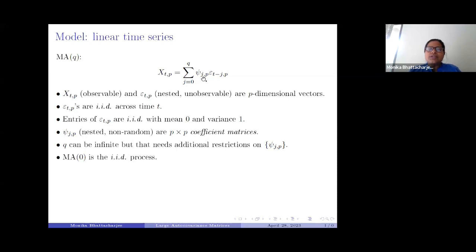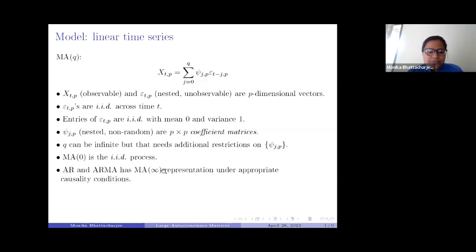If q equals 0 and Xi_{0,p} is the identity matrix, then we get X_t equal to epsilon_t, where the epsilon_t are all IID. So this gives us an IID process. The MA(0) process corresponds to an IID process.